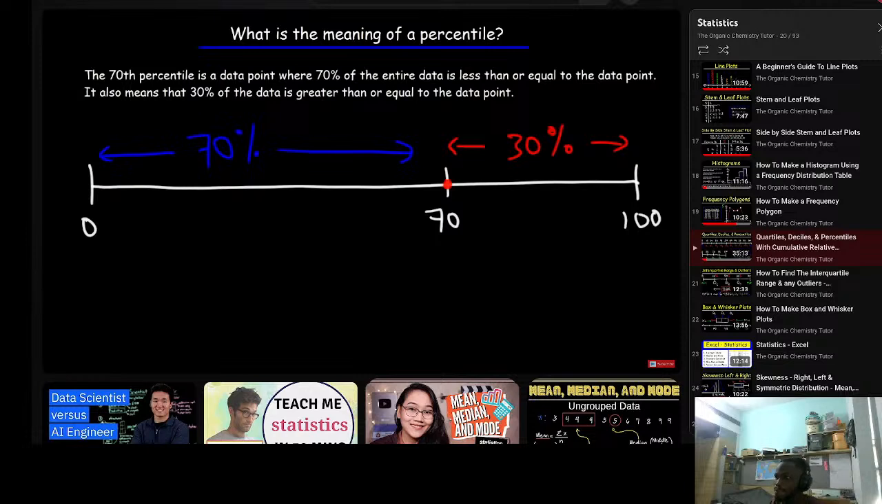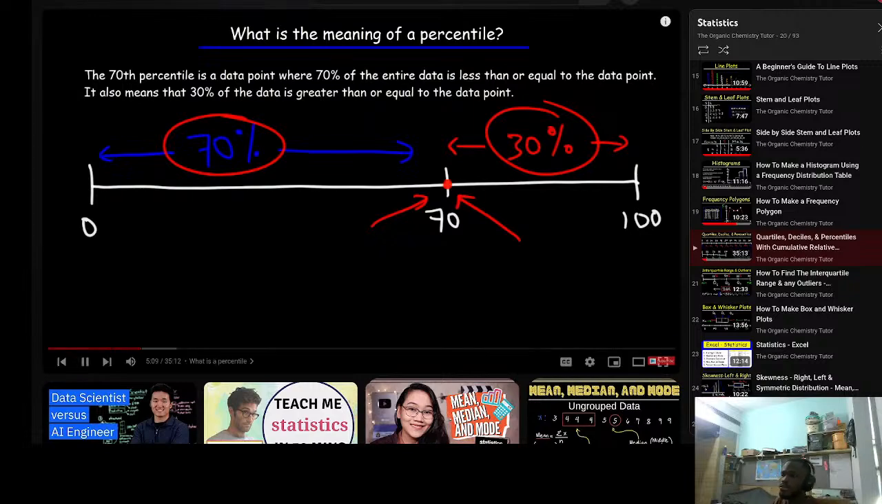It tells you that 70% of the data is less than the 70th percentile, but 30% of the data is greater than the 70th percentile, or it could be equal to it as well. So now you know the meaning behind a percentile.